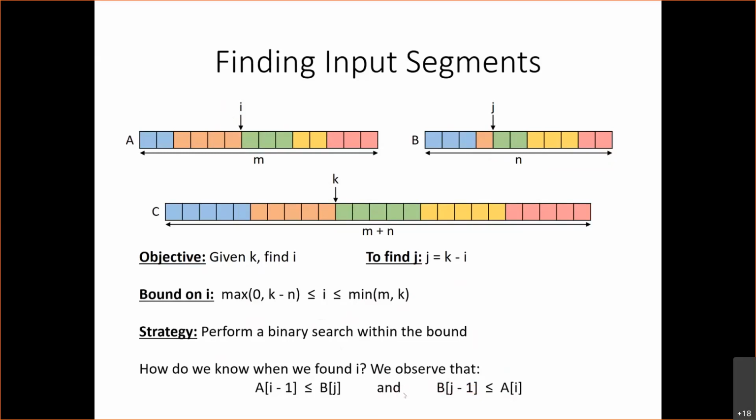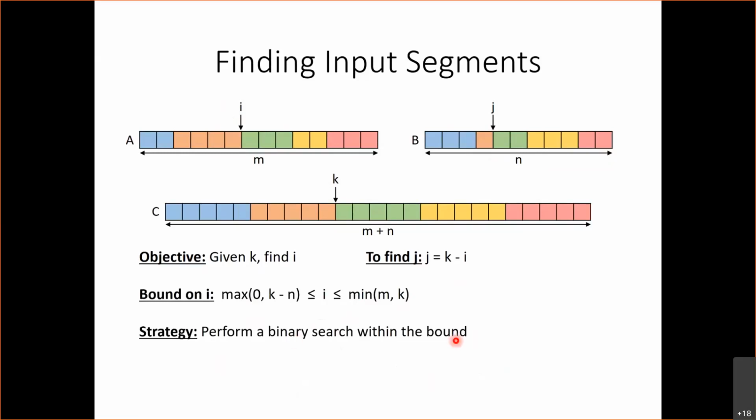So we're going to perform a binary search within the bound. We know our guess is correct based on this condition: if A of I minus 1 is less than or equal to B of J, and B of J minus 1 is less than or equal to A of I. What if our guess is too high? This I prime over here is an example of a guess that is too high. If the guess for I prime is too high, that means the guess for J prime is going to be too low.